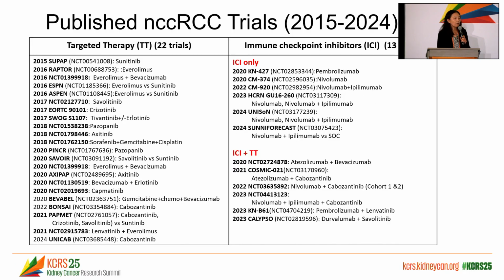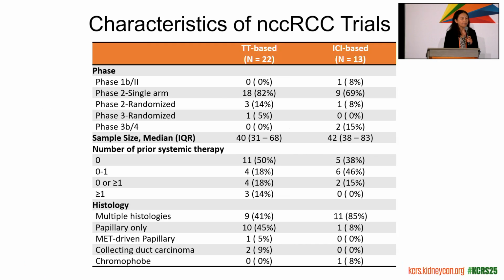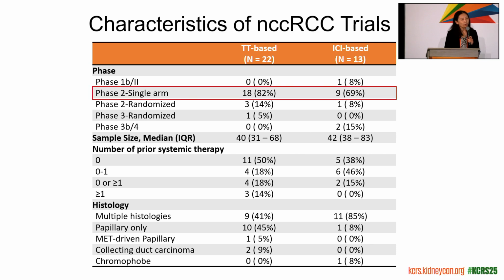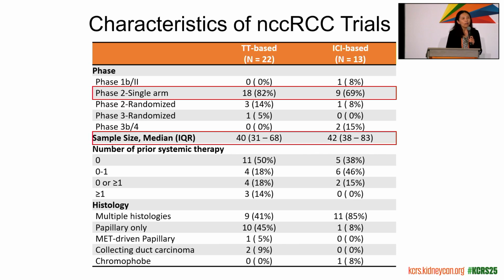Here is a review of the published non-clear cell RCC trials in the last 10 years, which includes 22 targeted therapy-based trials and 13 immunotherapy-based trials, either ICI alone or ICI in combination with targeted therapy. Regarding trial characteristics, for both targeted therapy-based trials and ICI-based trials, the majority of the trials use the phase 2 single-arm design. And the median size is about 40, within the single-arm phase 2 range.